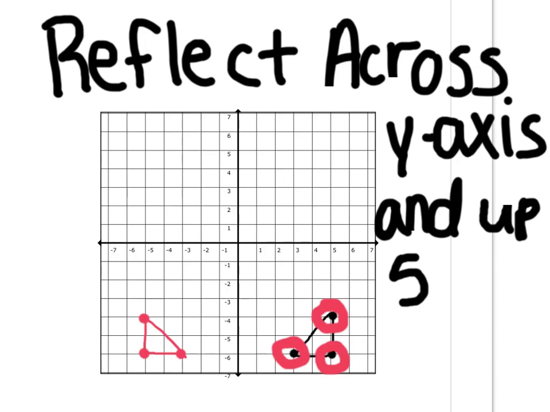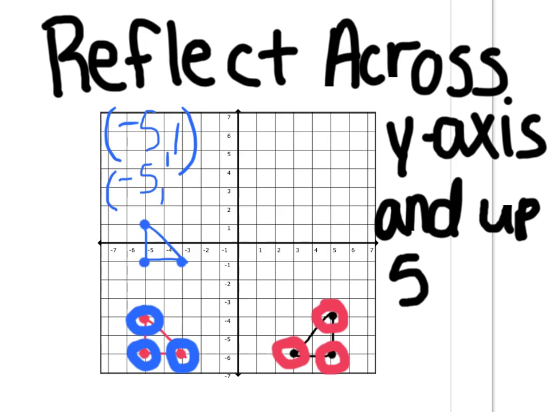Now we want to move up 5. Start with this point. It's at negative 5, negative 4. If we go up 5 points, it becomes negative 5, 1. This point goes up 5 points. It becomes negative 5, negative 1. And this point, if it goes up 5, it becomes negative 3, negative 1. So we have negative 5, 1, negative 5, negative 1, and negative 3, negative 1.